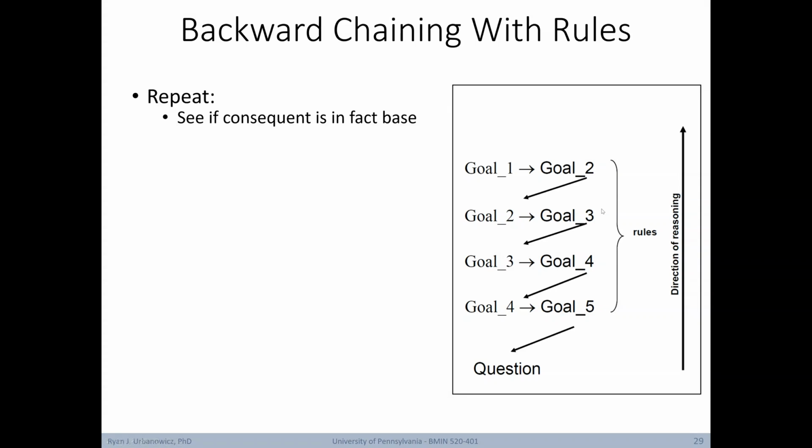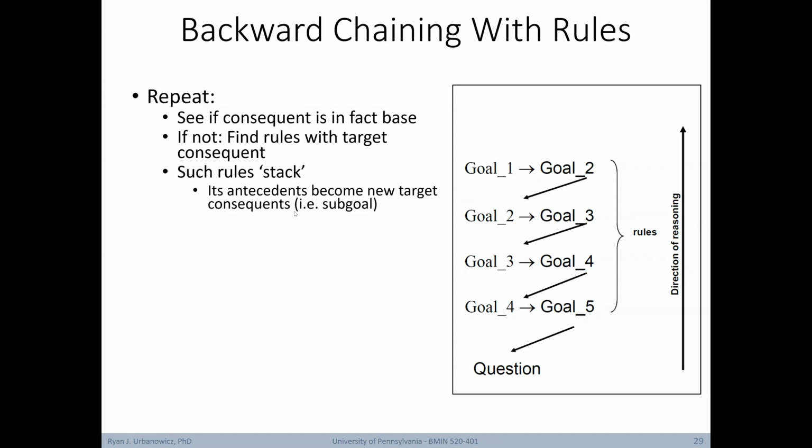Now let's walk through similar examples for backwards chaining. Here are the series of steps used in rule-based backwards chaining. It'll repeat the following steps. First, see if the consequent is in the fact base. In this example, goal 5 is the consequent we're looking for, so we check to see if it's already in the fact base or not. If it's not, then we're going to find rules that have that target consequent. So in this case, this rule includes goal 5 in its consequent, and so that's what we're trying to prove.